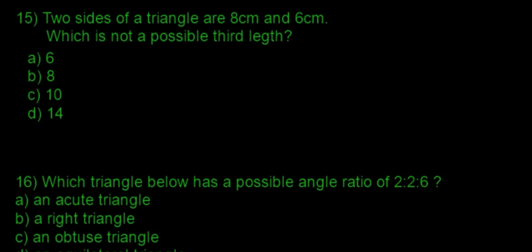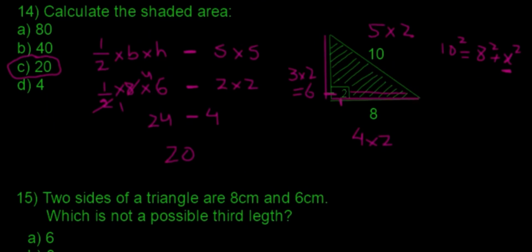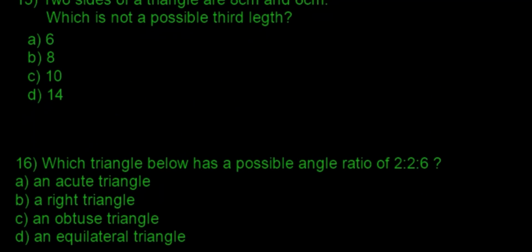Two sides of a triangle are 8 and 6. Okay, 8 and 6, that looks too familiar. We just saw an 8 and 6 over here, right? 8 and 6, the triangle. The two sides of the triangle are 8 and 6, which is not a possible third side.